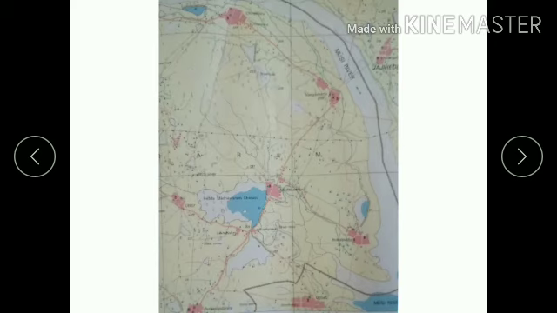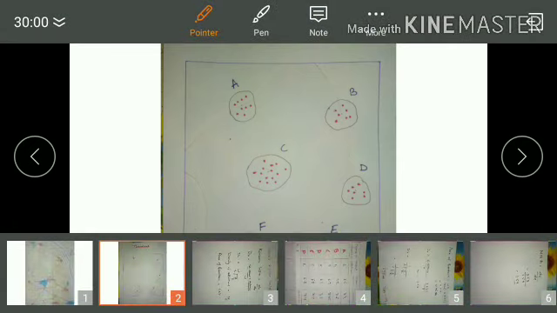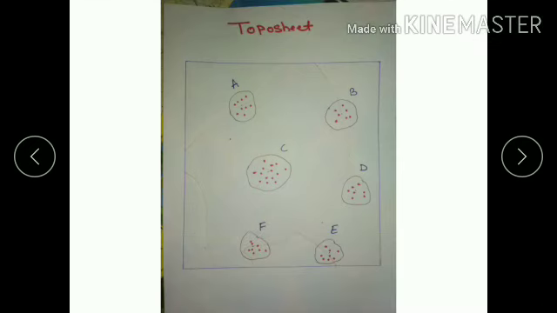The first step is to trace out any grid from the topo sheet and delineate these points. These points are the settlements. So, after delineating, I got 6 settlements and I named them A, B, C, D, E, F. After delineating these points, you have to take the center point of each settlement so that you can calculate the distance between all these settlements.